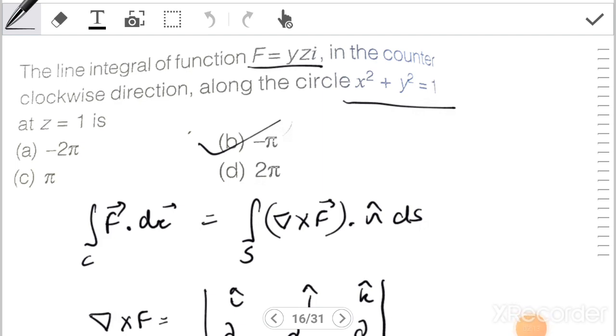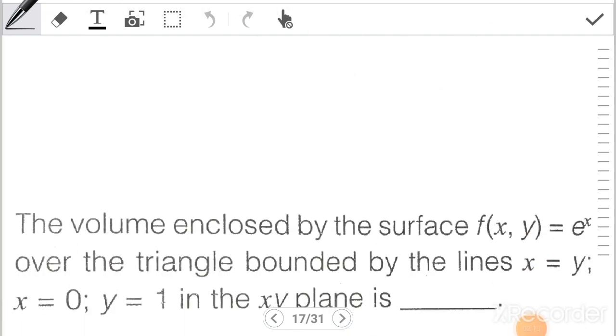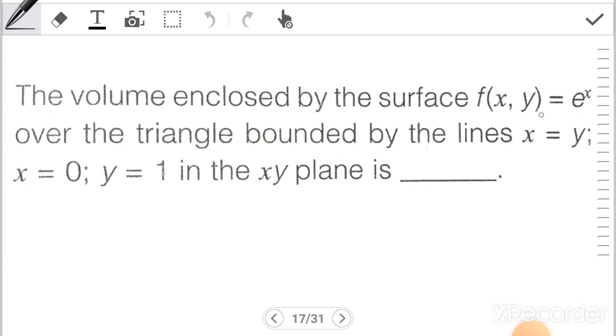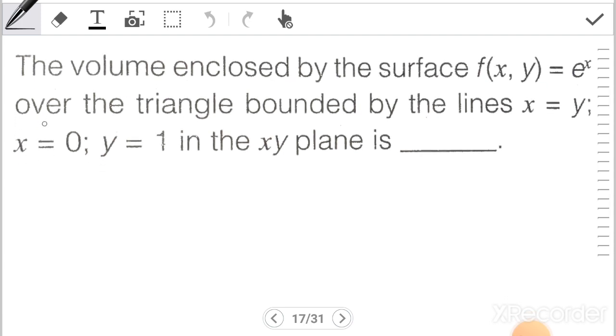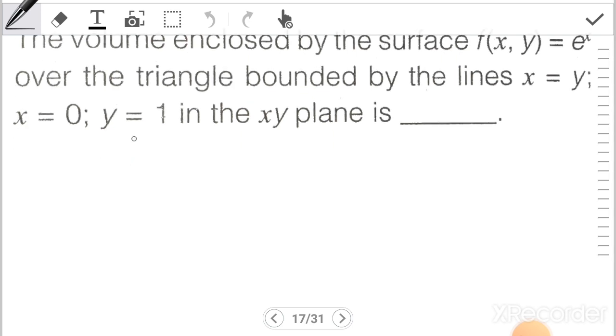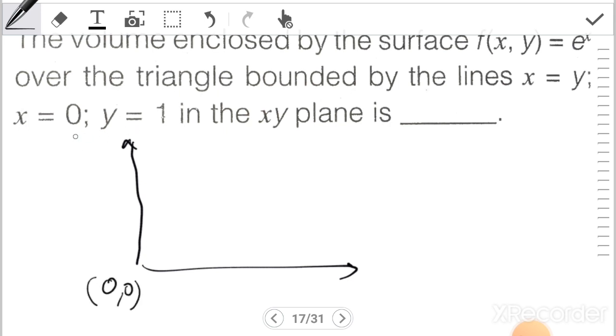Let us see the next question. The volume enclosed by the surface e^x over the triangle bounded by the lines x is equal to y, x is equal to 0 and y is equal to 1 in the xy plane is. So let us draw this triangle. Okay, so we have the xy plane, with 0, 0.